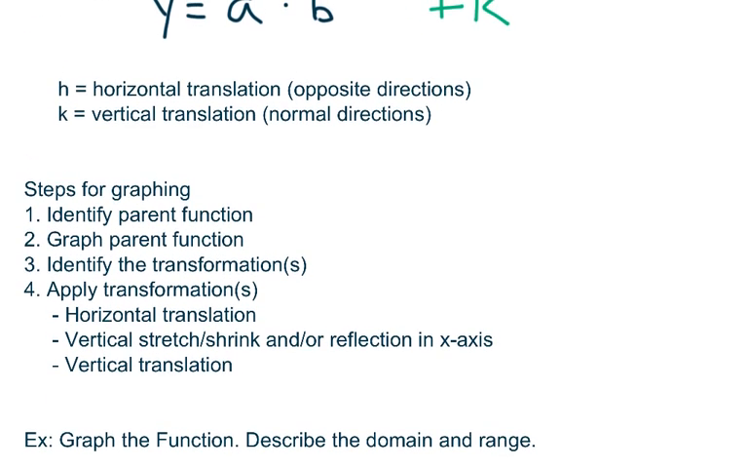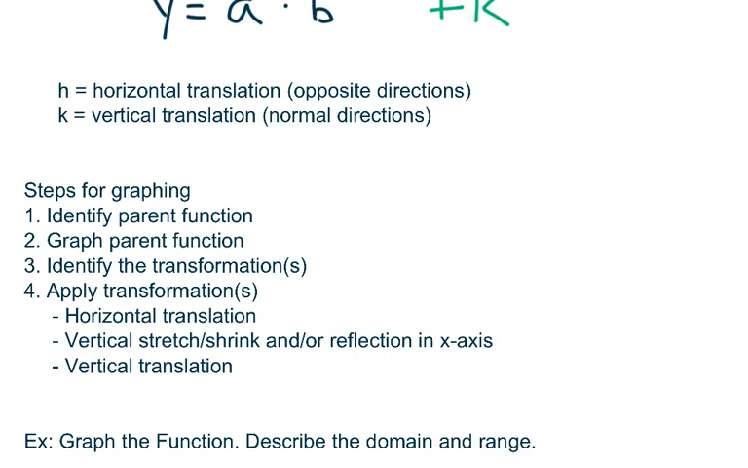Okay, so steps for graphing. Identify the parent function, kind of outlining what we talked about in the previous video. We're going to graph the parent function, then we're going to identify the transformation or transformations, could be more than one, and then we're going to apply the transformation or transformations, and we need to apply them in this order. Horizontal translation, vertical stretch and shrink, and also a reflection if there is one, and then the vertical translation goes last.